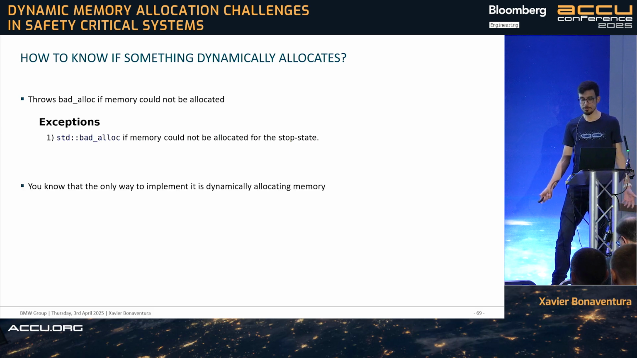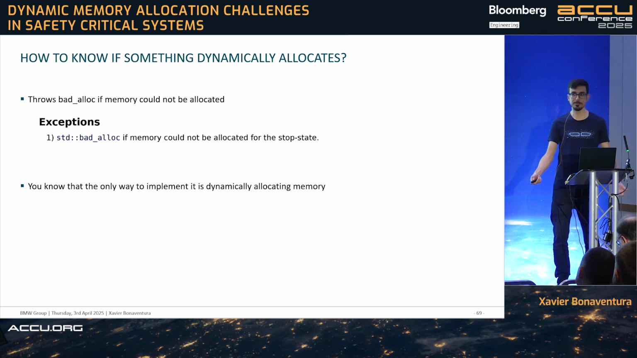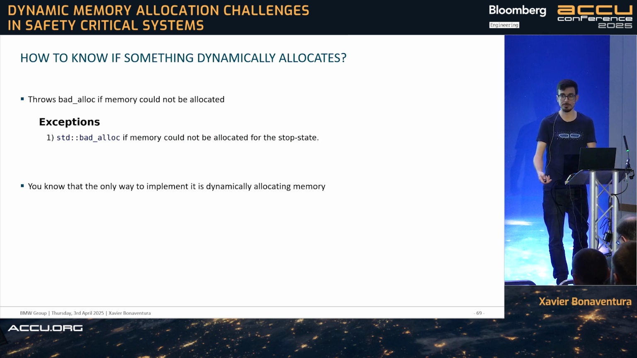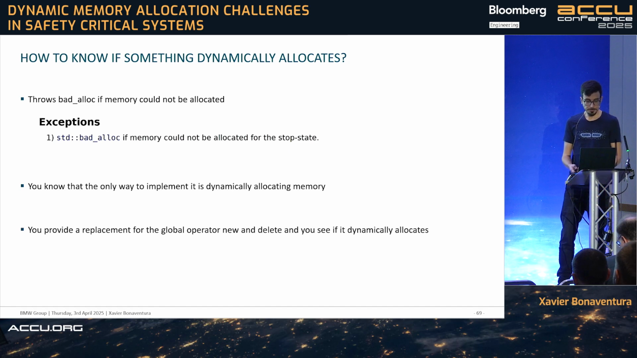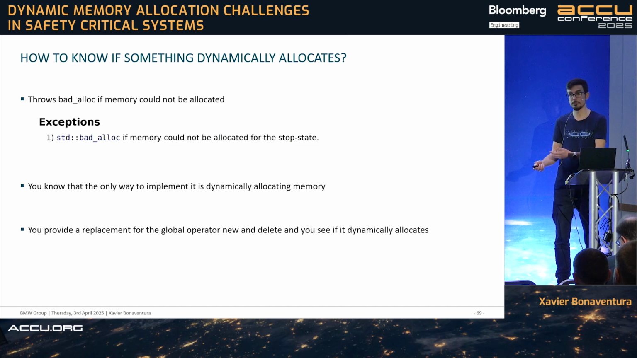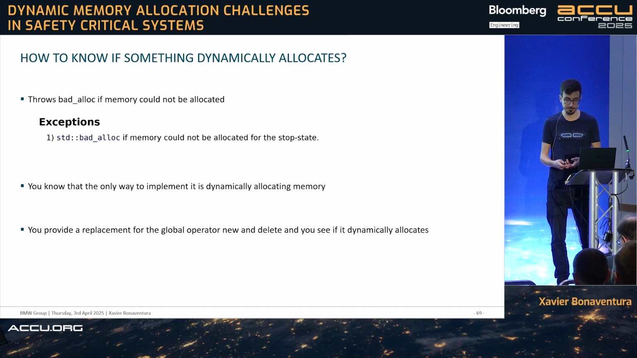What other options do we have? Well, if you are an expert, if you already tried to implement that, and you reach the conclusion that the only way to implement that is dynamically allocating memory, then you know that that functionality will probably also dynamically allocate memory. You have another option that's a bit more reliable: you could provide one of the replacement functions that we saw, and there you can do some kind of logging, you can do some kind of terminate, and this could give you a hint that this is allocating.